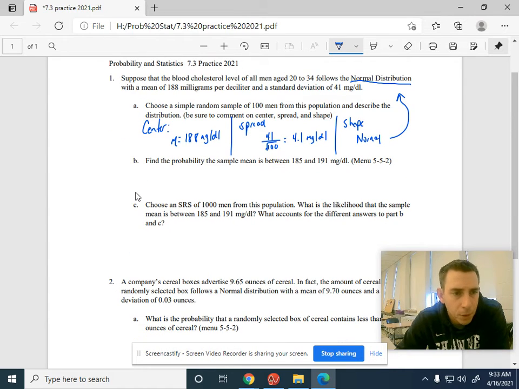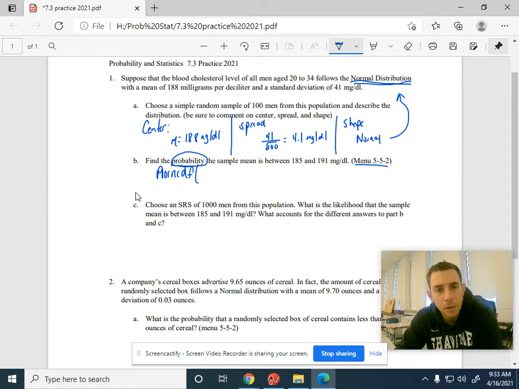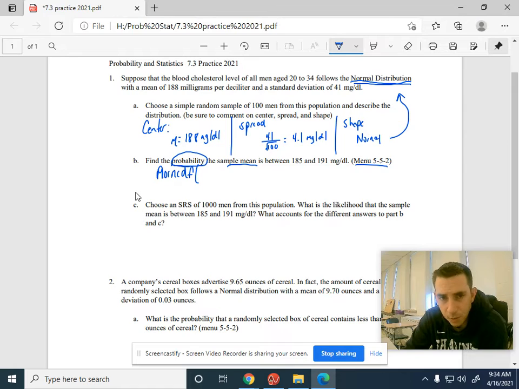In part B, find the probability. When it says probability and you're dealing with a normal distribution, we are going to use, well, no sense of me writing it. I wrote it right here, menu 552, which is norm CDF. It's going to ask me my boundaries, and it's going to ask for a mean and standard deviation. They're talking about the sample mean, referring to the last problem. So we're going to use the stats that we just used here. Our interval, lower bound, upper bound, mean, standard deviation.